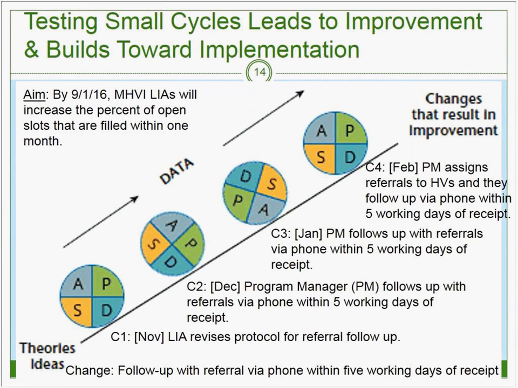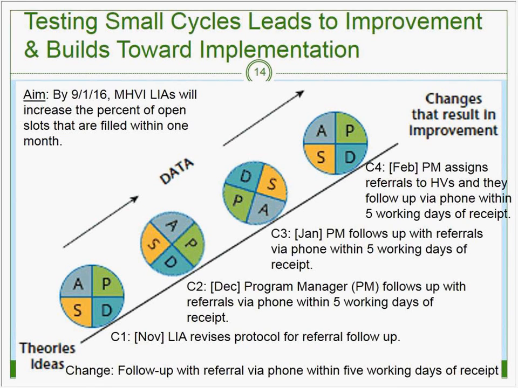So the next screen really shows you this concept of us moving more towards small improvements stacked up on each other. So here, take a look at the aim that you can see in the upper left-hand corner, that by 9/1/16, Michigan Home Visiting Initiative local implementing agencies will increase the percent of open slots that are filled within 1 month. This is just one example of how we test these smaller cycles and how they lead to improvement and really build towards implementation. So you see these multiple PDSA cycles rolling up the ramp.